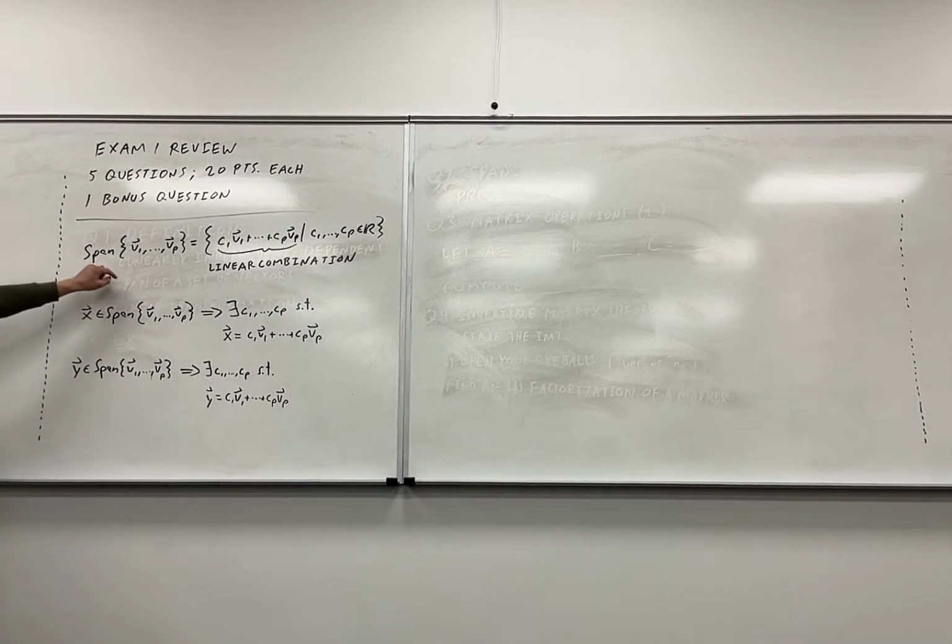What's the span? The set of all possible linear combinations. So to state that a vector x is in the span of the vectors, what does that imply? That it's some linear combination. And if there's some vector y in the span, that implies what? That it's a linear combination.